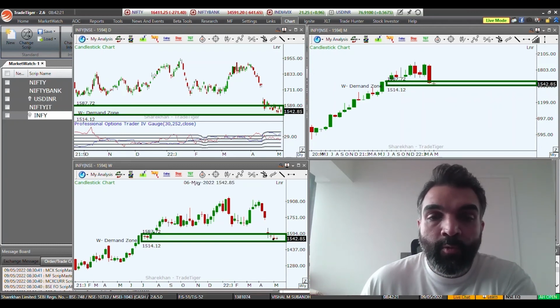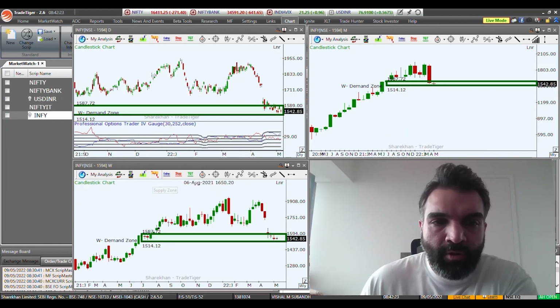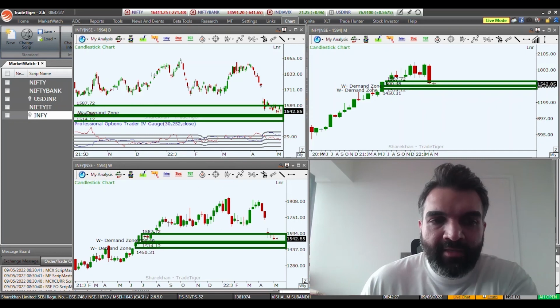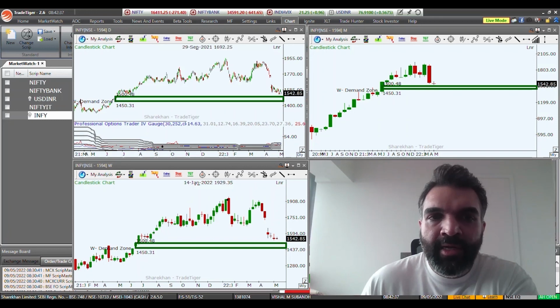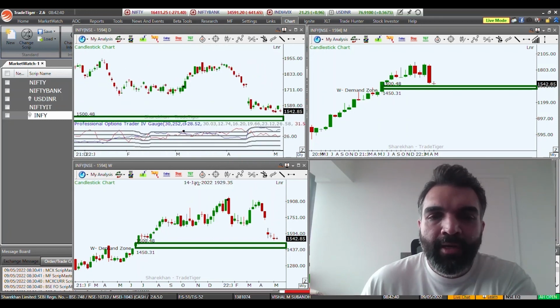And remember, this is the weekly chart. We also have another area which is slightly below, and maybe that is the area from where we might expect to see a bounce coming in on Infosys. So 1500 to 1450 is a long term level, and there is a similar level on the daily chart as well. So this is how we see the markets for this week.